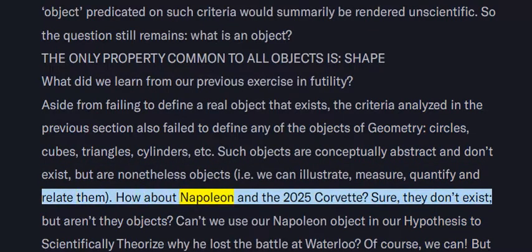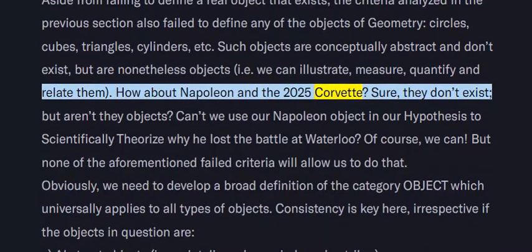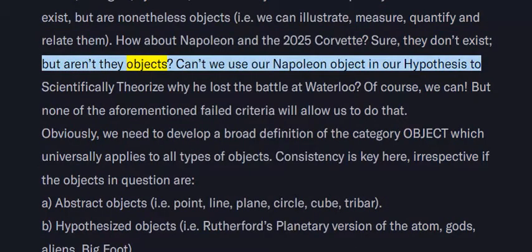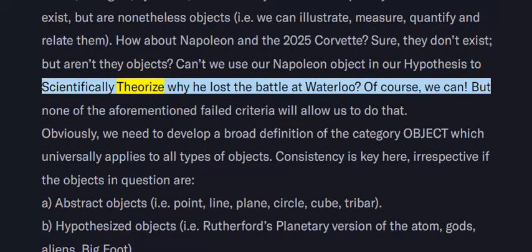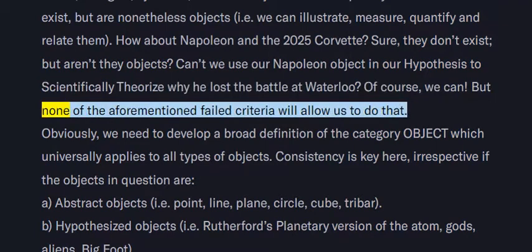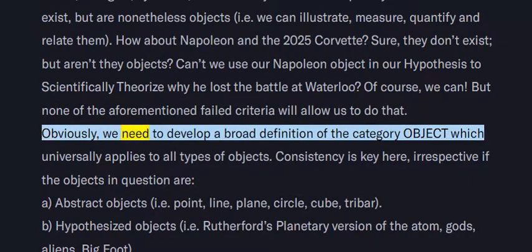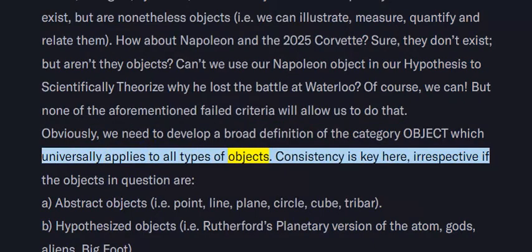How about Napoleon and the 2025 Corvette? Sure, they don't exist, but aren't they objects? Can't we use our Napoleon object in our hypothesis to scientifically theorize why he lost the battle at Waterloo? Of course, we can. But none of the aforementioned failed criteria will allow us to do that. Obviously, we need to develop a broad definition of the category object which universally applies to all types of objects.